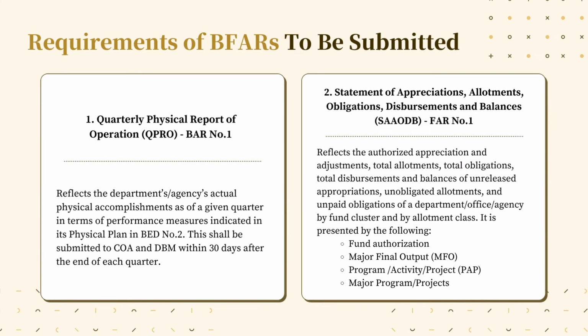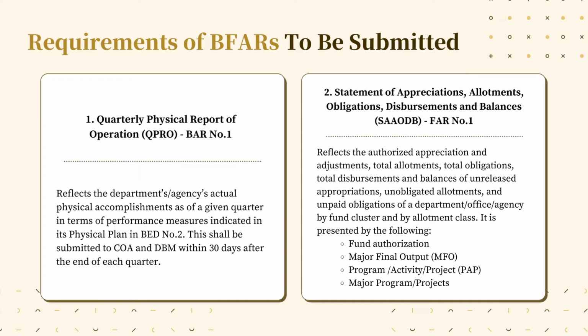First, let's have the Quarterly Physical Report of Operation or QPRO under BFAR Number 1. This report reflects the department's or agency's actual physical accomplishment as of a given quarter in terms of performance measures indicated in its physical plan in BFAR Number 2. This shall be submitted to COA and DBM within 30 days after the end of the quarter.